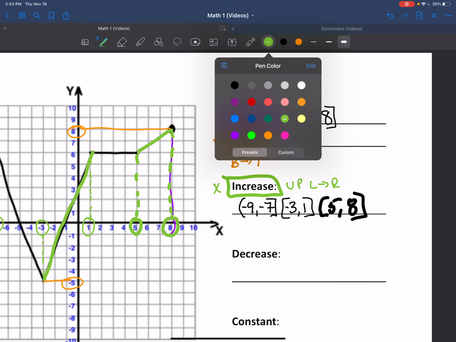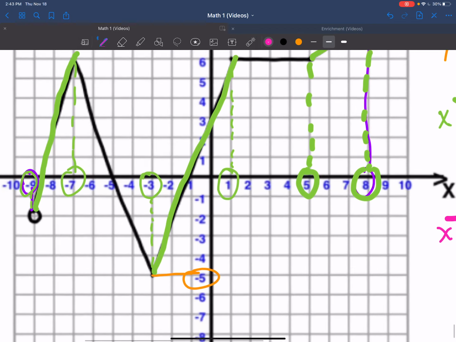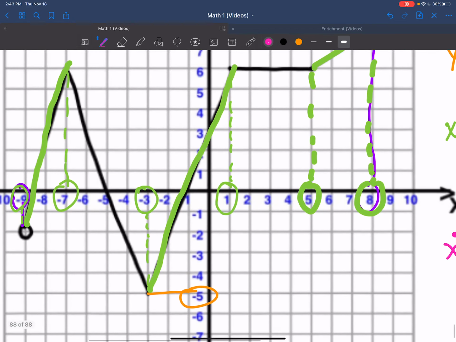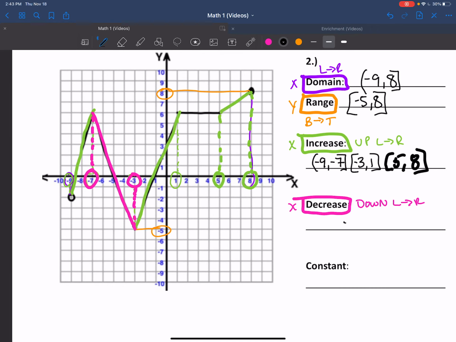All right, next up we have the decrease, which is where we are going down from left to right, and we're looking at the x-axis. So going down is this chunk right here. It's the only one that's going down. The x value is a negative 7 on the left. The x value is a negative 3 on the right. So we got negative 7 to negative 3.